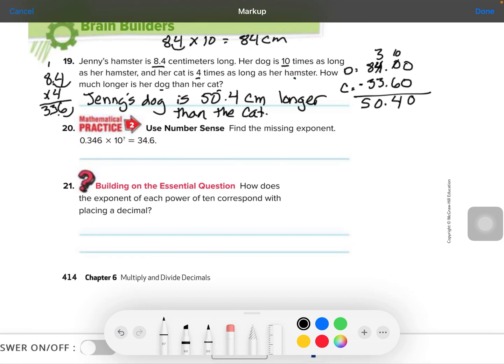Number 20, number sense. Find the missing exponent. So we have this right here that we need to fill out as an exponent. What did they do here? How many spots did they move? Looks like they put that right there, so that would be 2 spots. So it looks like 2 would be the number that needs to be up there. So the missing exponent would be 2. It should look like this, 10 to the power of the second power.